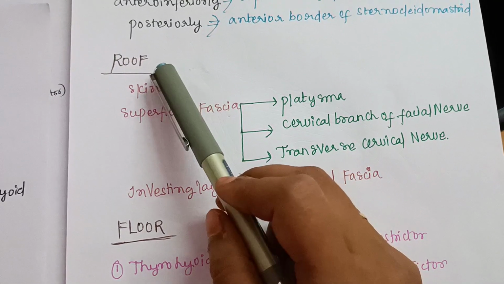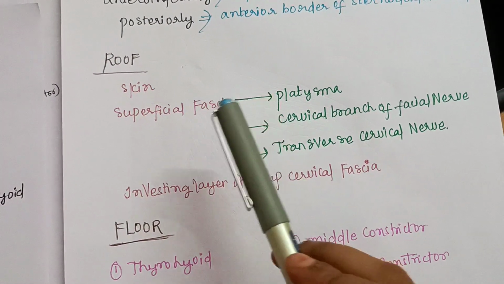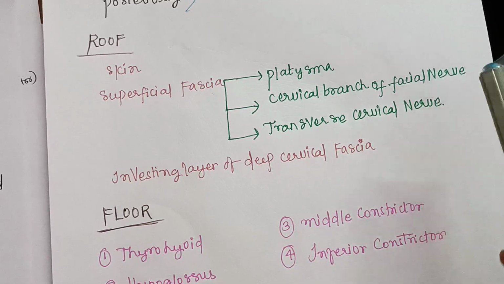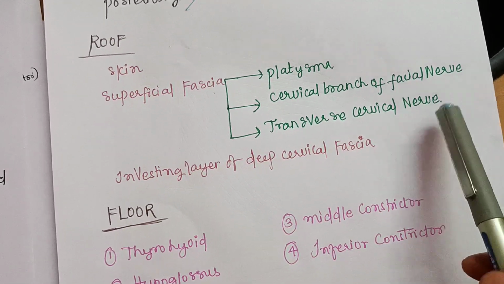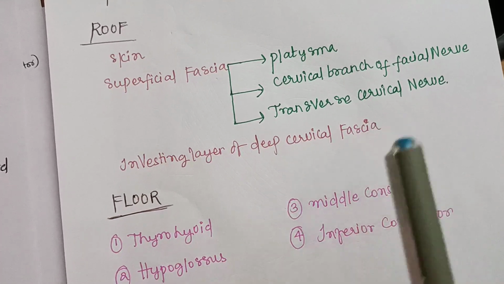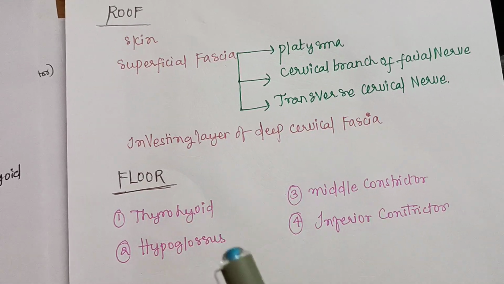Then we'll see the roof. Roof is formed by first skin and the superficial fascia, which contains platysma muscle, cervical branch of facial nerve, and transverse cervical nerve. Okay, and the investing layer, which is a part of deep cervical fascia. Okay, then we'll see the floor.